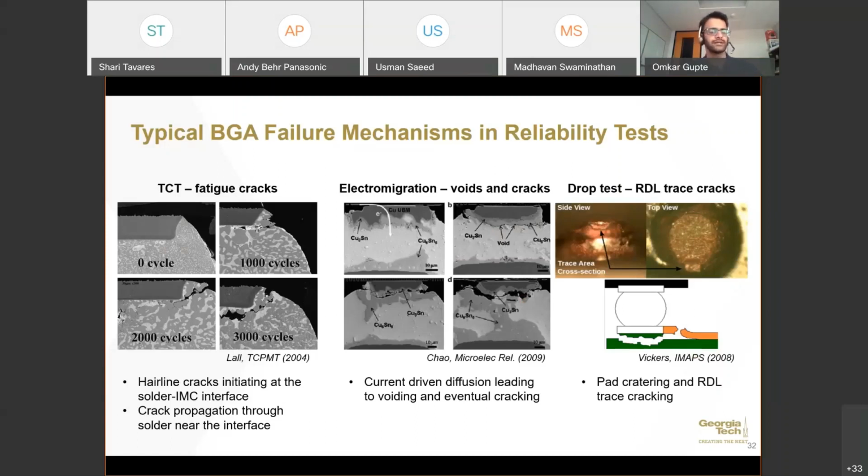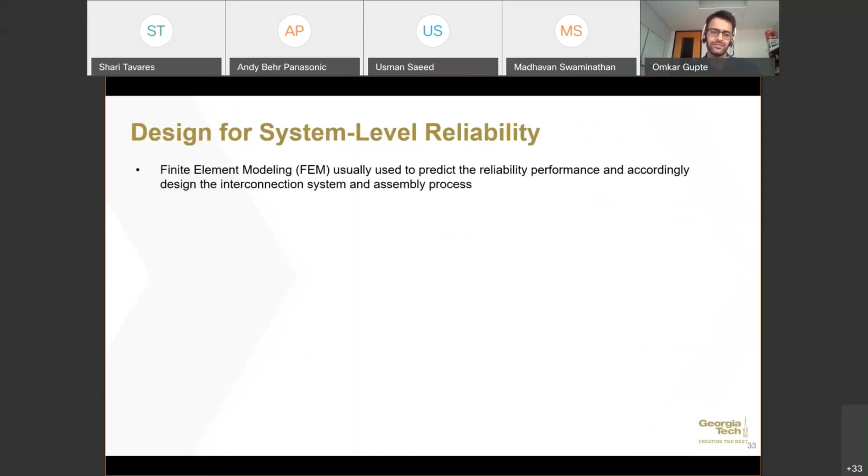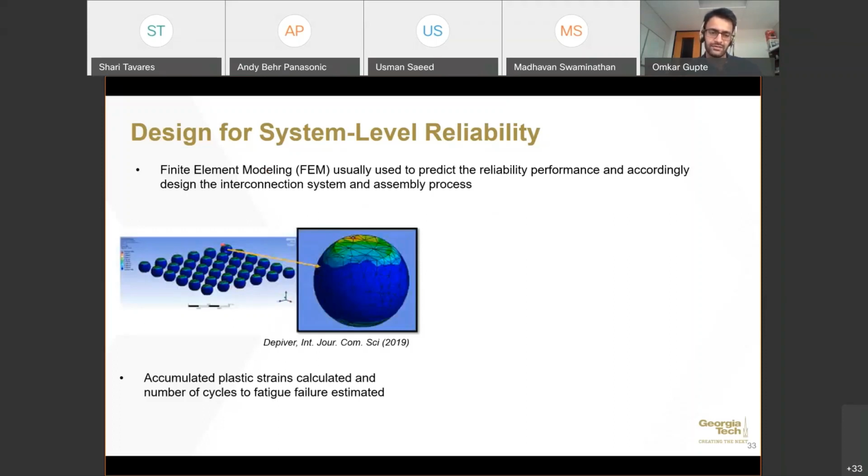And when we design the package, we want the package to pass all these reliability tests, and hence while doing the design, we design for system level reliability. Essentially, one of the methods to do that is to use finite element modeling, to predict the reliability performance and accordingly design the interconnection system. So I won't go into the details of this. This can be a separate course by itself.